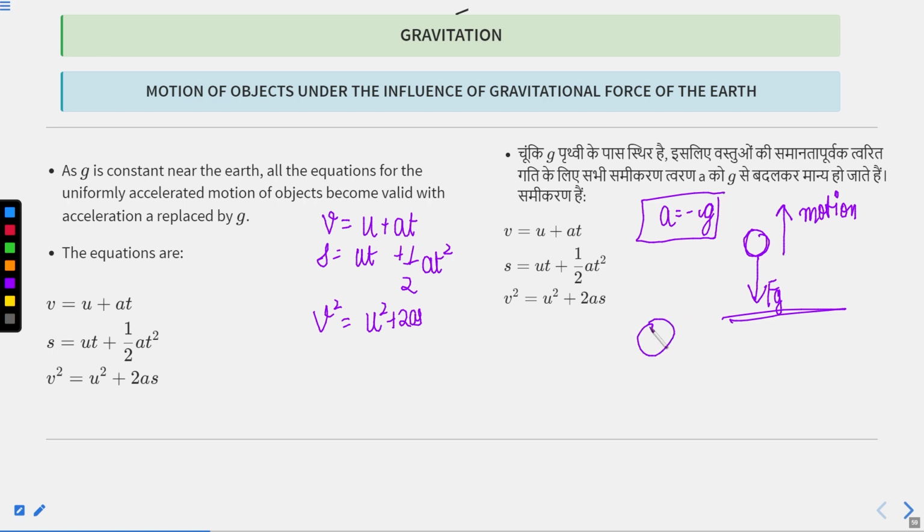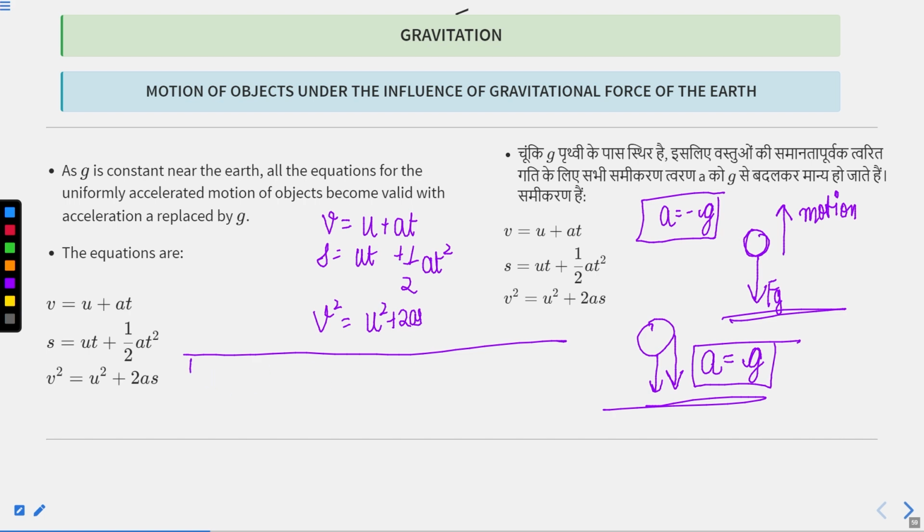And if any object is moving under the influence of gravity and its motion is also in the downward direction, then in this case you will take acceleration as gravitational acceleration. You have to memorize the sign convention, otherwise your calculation will not be correct. Opposite to the gravitational direction, negative. In the direction of gravitational acceleration, positive. That's it.